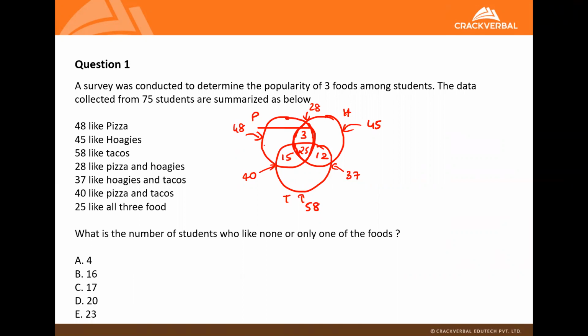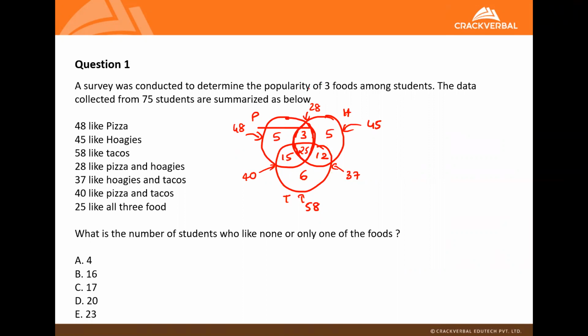Now this entire circle is 48. There's 25 plus 15, 40. 40 plus 3, 43 already inside that circle. So this has to be 5. This entire circle is going to be 45. So 25 plus 12 is 37. 37 plus 3 is 40. This will also be 5. And this entire circle is 58. There's already 25 plus 15, 40. 40 plus 12 is 52. So this is going to be 6. You finish the Venn, right?